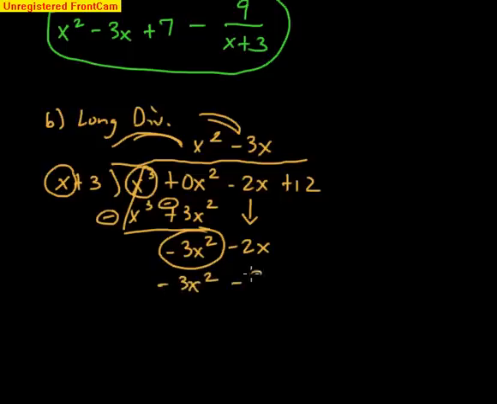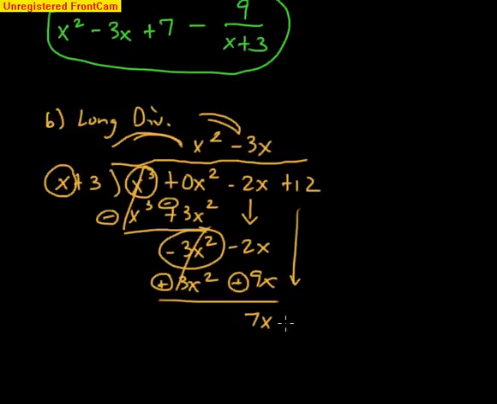Negative 3x squared minus 9x. I draw the line, and I change my signs. The 3x squareds go away, and minus 2 plus 9 is positive 7x. And I bring the 12 down.